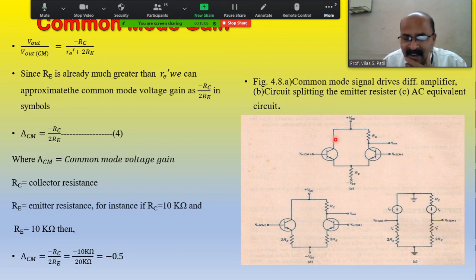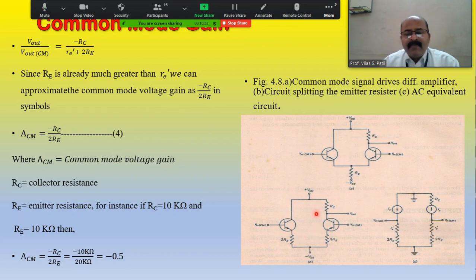Then the current will flow in this direction and pass through RE, and again the collector current will flow in this direction and pass through RE. That is, through RE the emitter current passes twice. Hence, to show the equivalent diagram, 2RE will be shown in the emitter. This is 2RE.